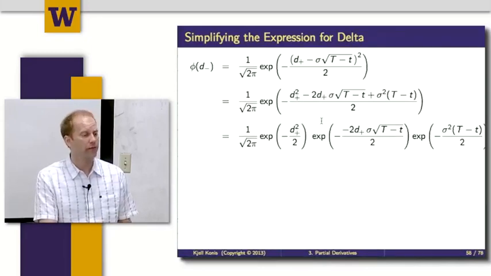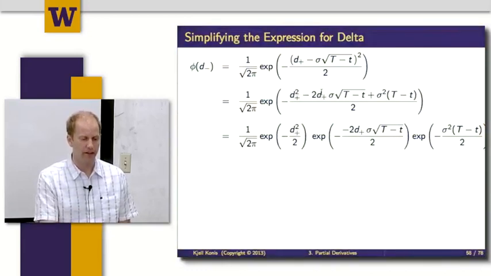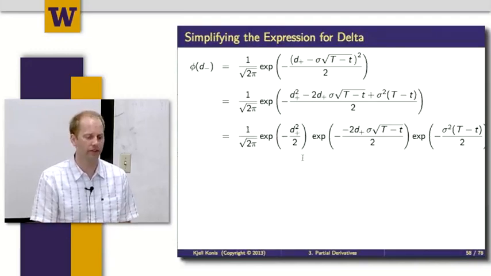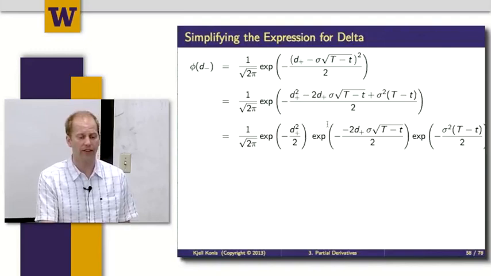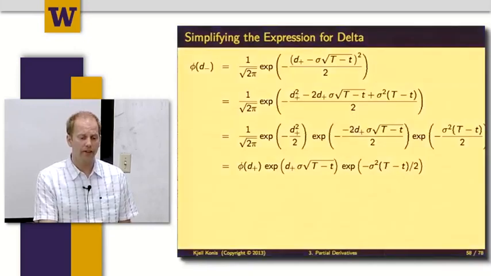And now I'm going to regroup the terms like this. So basically I'm just taking this d plus squared over 2 and putting that by itself, because this is now an expression, the 1 over the square root of 2 pi e to the minus d plus squared over 2. That's just an expression for phi of d plus. And then these two terms are what's left over. So the middle term that has a 2 in the numerator and in the denominator, those are going to cancel each other out.